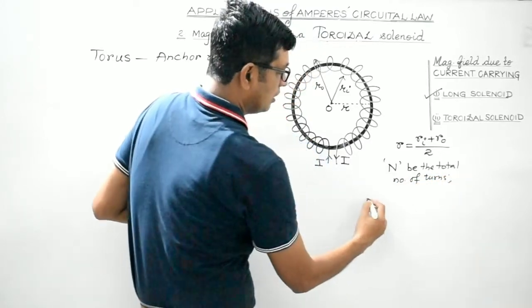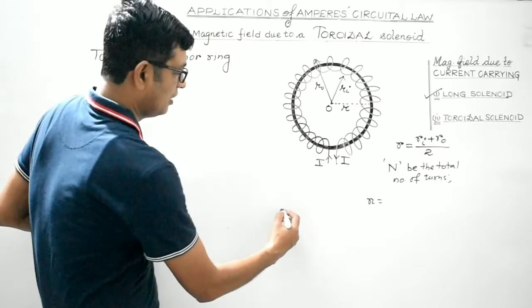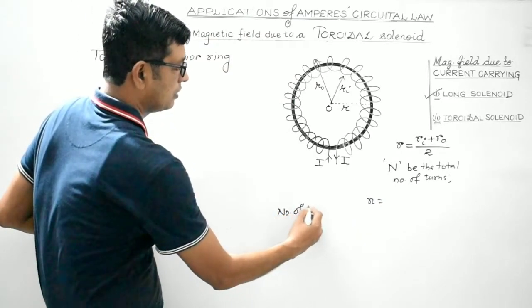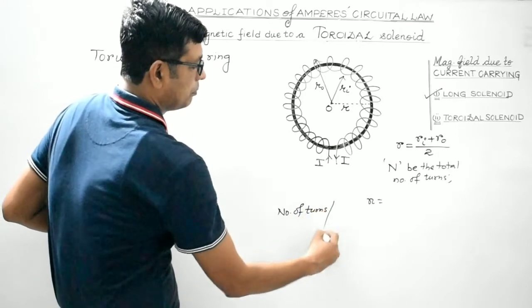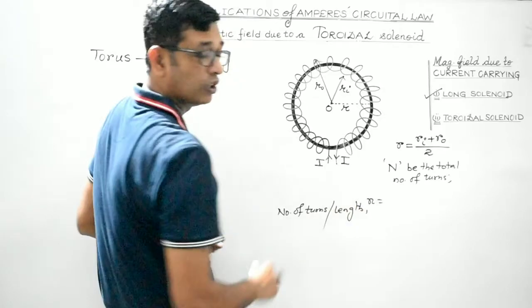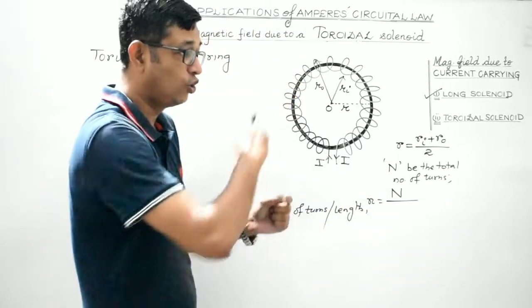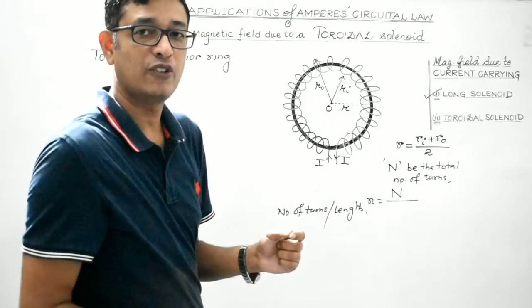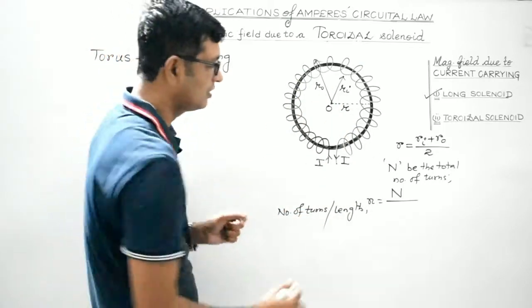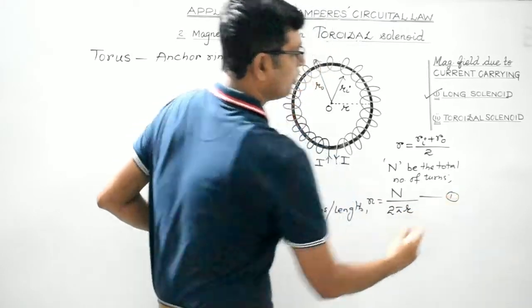Then students, the number of turns per unit length, which we have denoted by small letter n, is the total number of turns N divided by the total length of the toroidal solenoid of radius r. That will be the circumference, that is 2 pi r. Right? Put this as equation number 1.